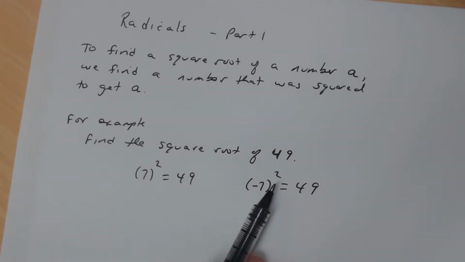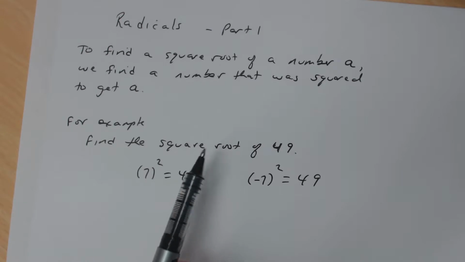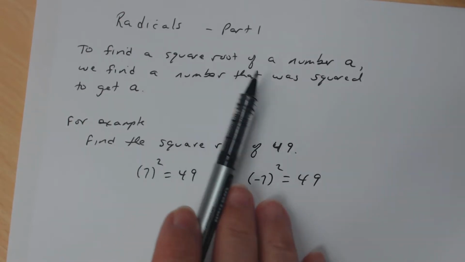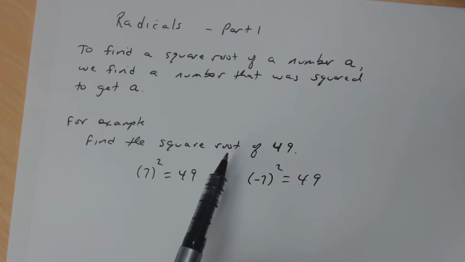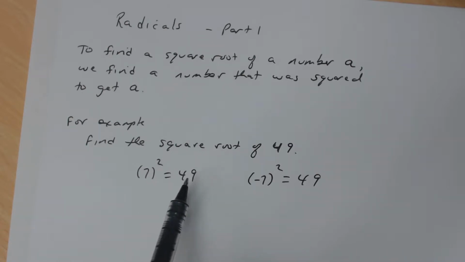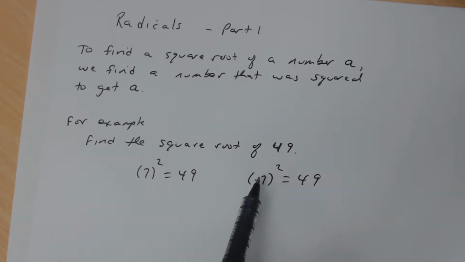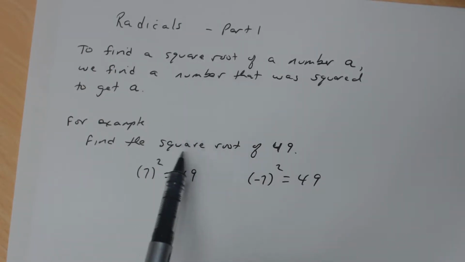Because remember, negative 7 squared means negative 7 times negative 7. So a negative times a negative is a positive. All right, so based on what we found, to find the square root of 49, we find a number so that when we square it, we get 49. And I'm using square because this is square root.